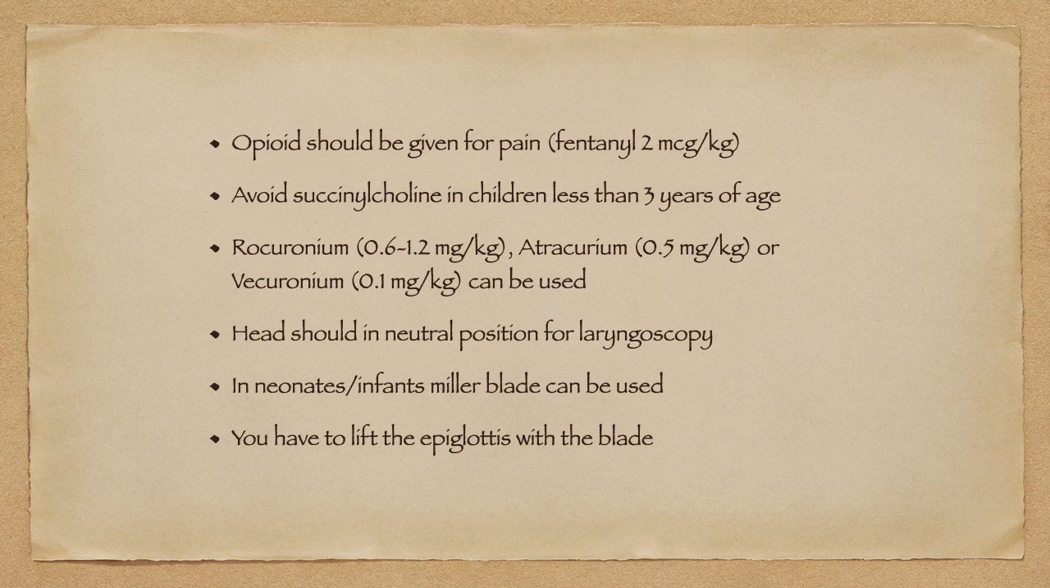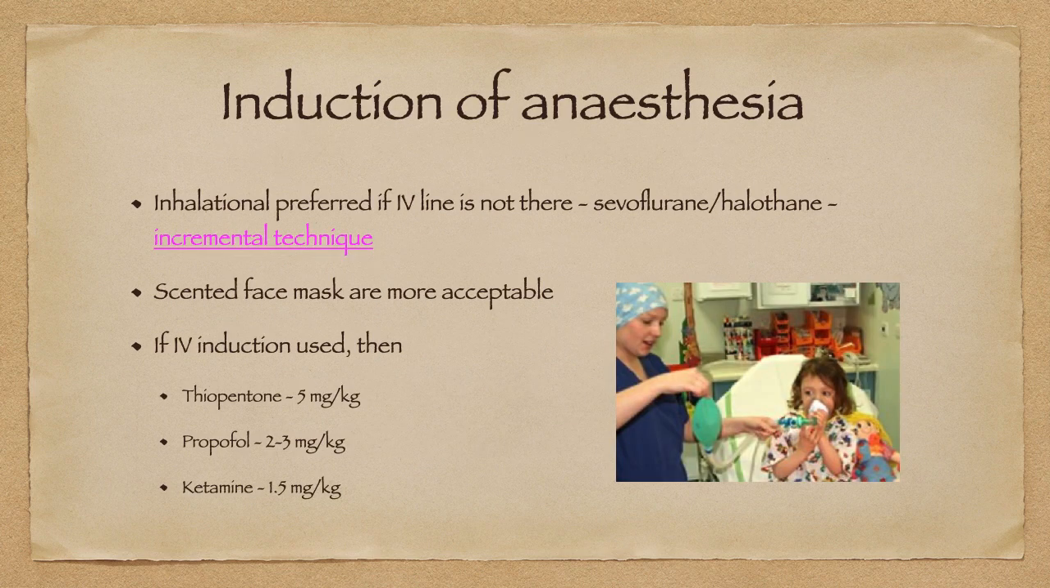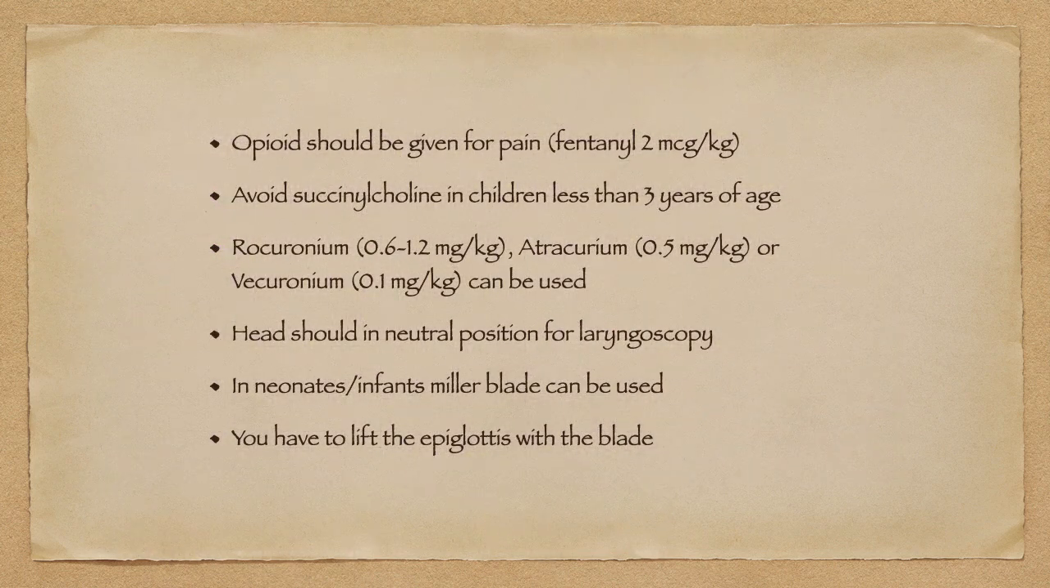What things do you have to keep ready? This fentanyl you have to dilute and keep. You have to dilute and keep thiopentone, and keep propofol. All those things are your job. Avoid succinylcholine in children, so don't keep succinylcholine nearby. Rocuronium, atracurium, or vecuronium you can use for induction. Accordingly you have to dilute and keep all these drugs.